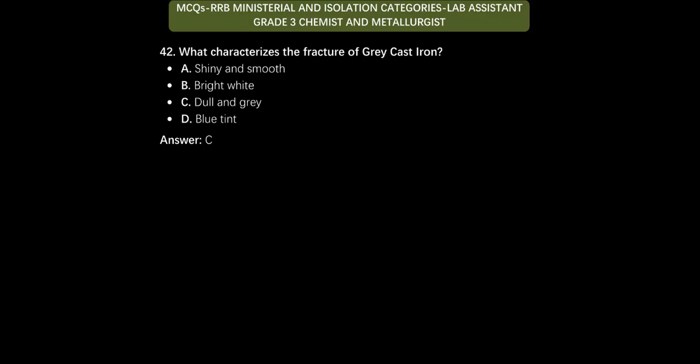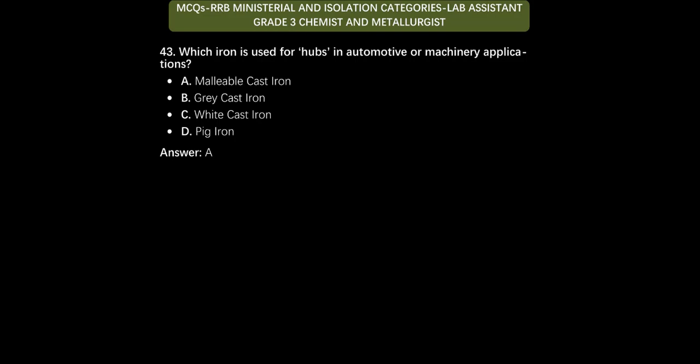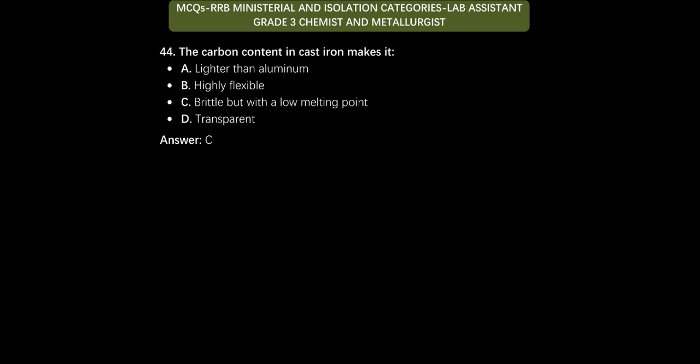What characterizes the fracture of grey cast iron? Option C, dull and grey. Which iron is used for hubs in automotive or machinery applications? Option A, malleable cast iron. The carbon content in cast iron makes it option C, brittle but with a low melting point.